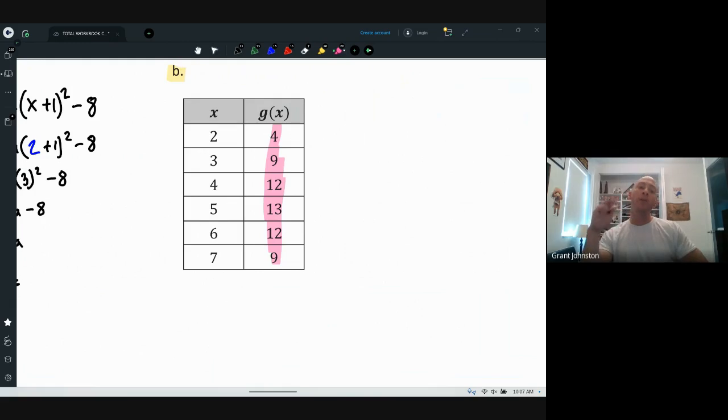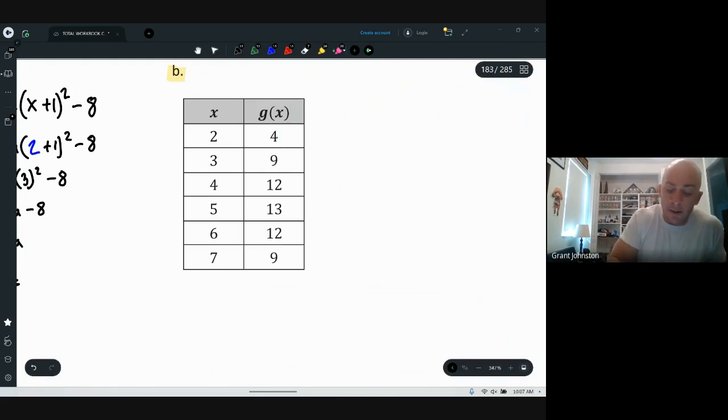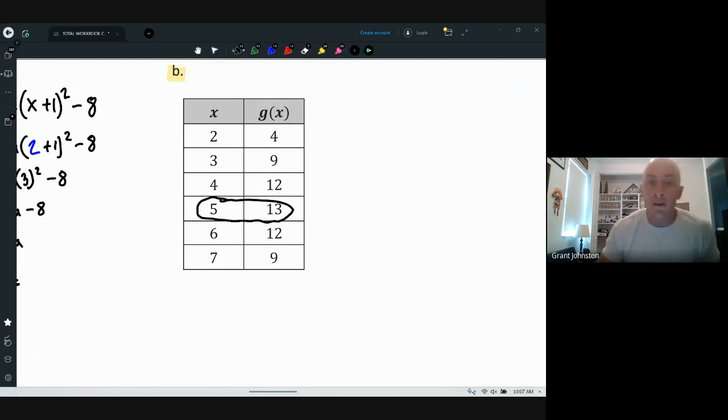So if you look at those values, it starts down at 4. It goes 4, 9, 12, hits 13, then goes back down to 12, then back down to 9. So it looks like 13 is that peak. 13 must be the vertex. So this 5, 13 is the vertex.